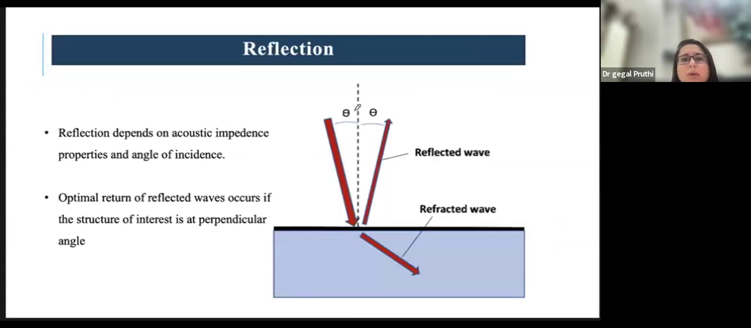When sound waves propagate through uniform media, they follow a straight course until they meet another structure with different acoustic impedance. There they can be reflected back or move in a different direction. The optimal return of the reflected wave occurs if the structure of interest lies at a perpendicular angle, and the waves are coming from the perpendicular direction.